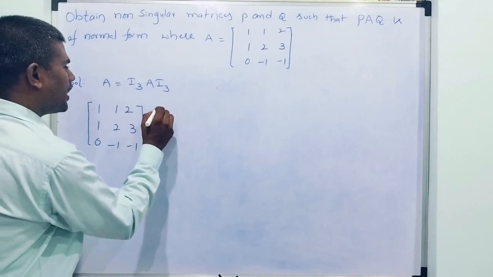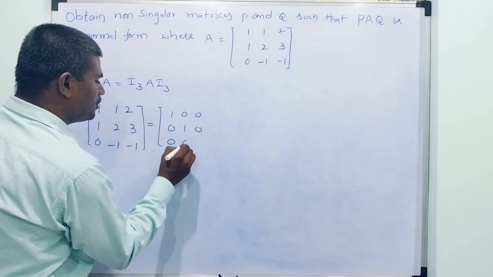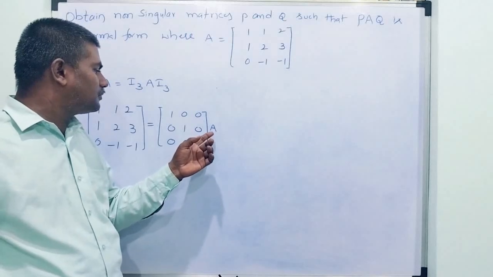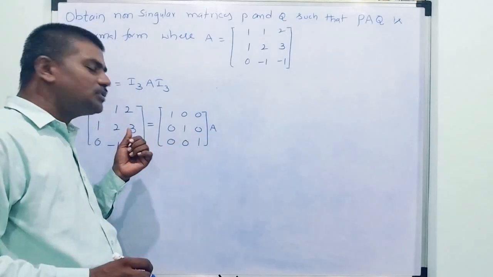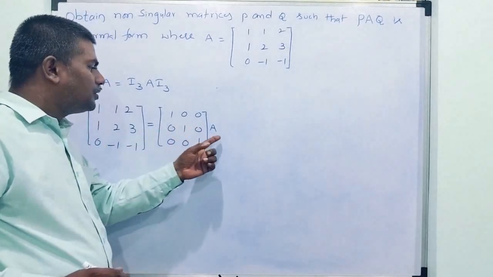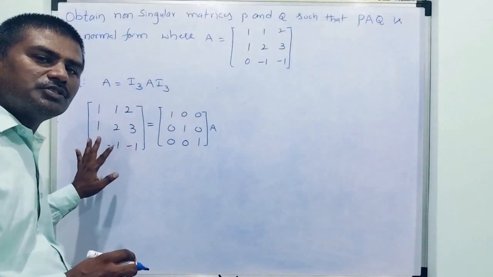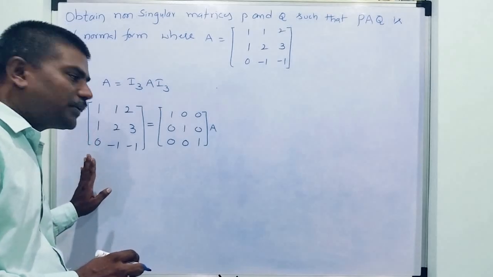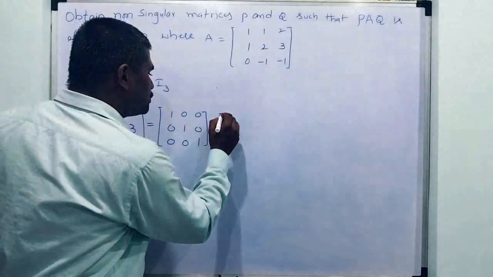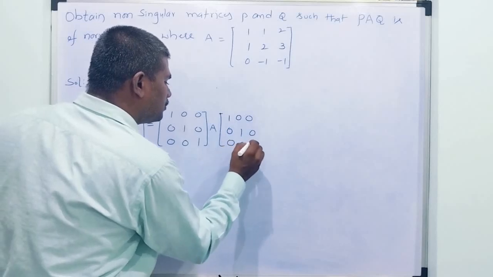That is equal to I3, 1 0 0, 0 1 0, 0 0 1, into A. You should not write the matrix A here again because you are applying the elementary operations on the left hand side matrix, and the same row operations should be applied on the prefactor and the same column operations must be applied on the post factor, which is 1 0 0, 0 1 0, 0 0 1.